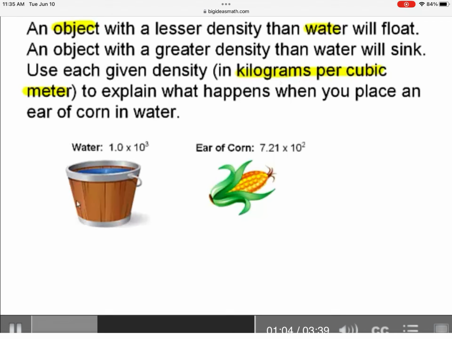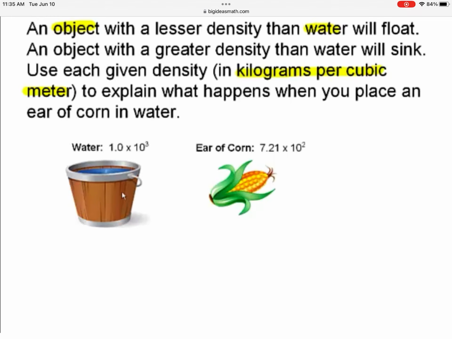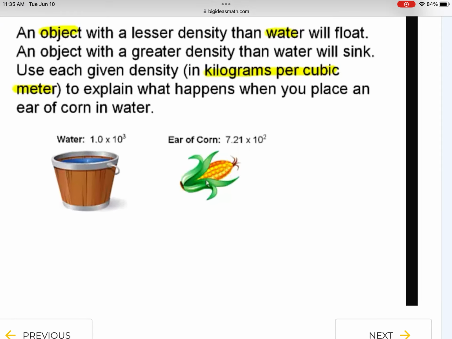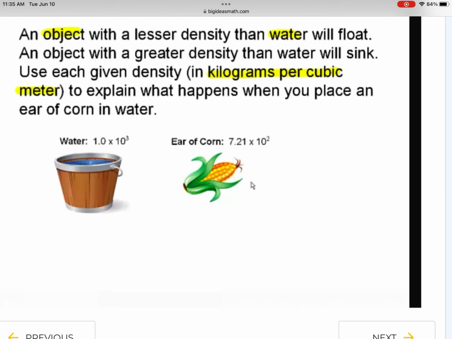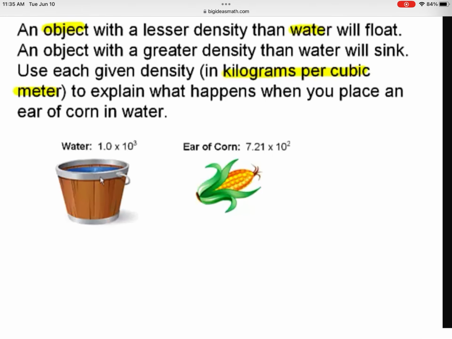So imagine a cubic meter of water and a cubic meter of corn. This number gives the weight of the cubic meter of water, and this number gives the weight of the cubic meter of corn. If the weight of the corn is greater, it will sink in water. And if the weight of the corn is less, then it will float in water. So, to explain what happens when you place an ear of corn in water, what we need to do is compare these numbers. Let's write each number in standard form.